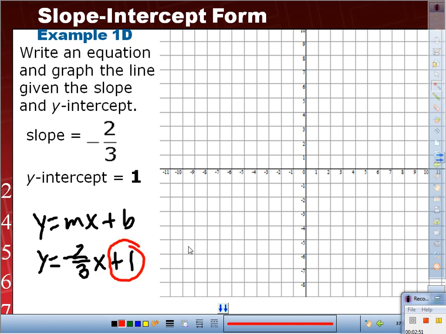Next, we graph. We start at what? Positive 1 on the y-axis, which is right there. From there, we use our slope to plot points. What is our slope? 2 steps down, 3 to the right. 1, 2, 1, 2, 3. Plot your point, do it again. Plot your point, graph your line.